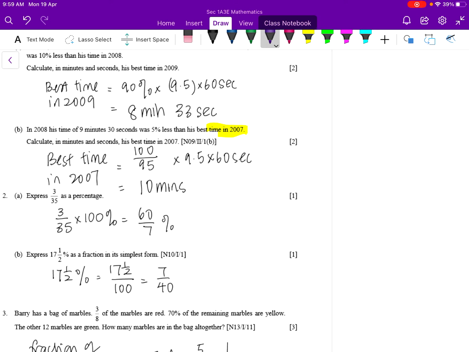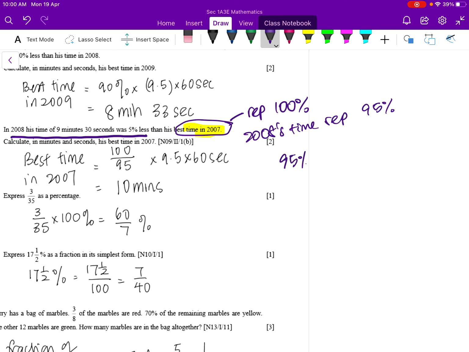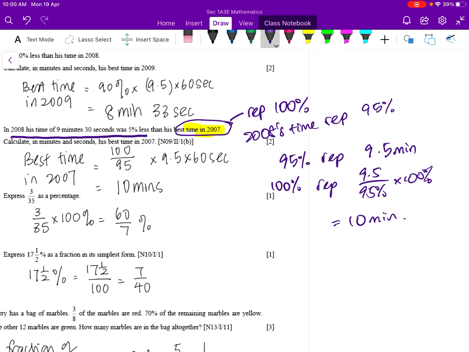Okay. We are comparing with 2007, so this will be our 100%. Then 2008, 5% less, so the 2008 time represents 95%. So 95% represents 9.5 minutes. 100% represents 9.5 over 95% times 100%. You get 10 minutes. Understand or not? No? What was your working? Let me see.